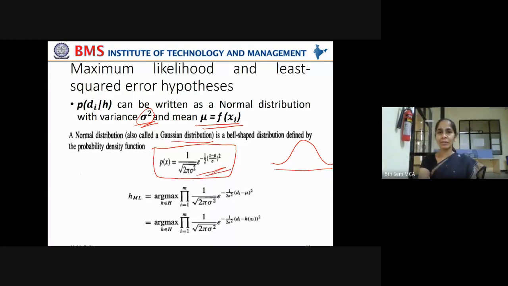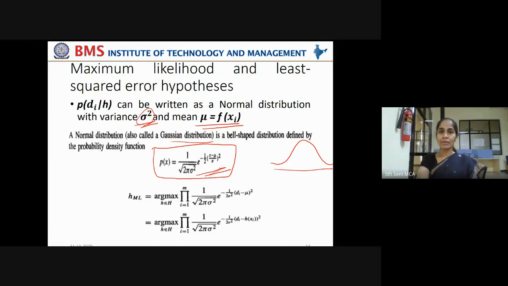How did you remember Bayes' theorem? In the same way, you have to remember the probability density function of a Gaussian distribution, which has a bell-shaped curve: 1 by square root of 2 pi sigma square, multiplied by e power minus 1 by 2 times x minus mu by sigma, whole square. Okay, this is the formula for the probability density function of a Gaussian distribution. You have to remember this.